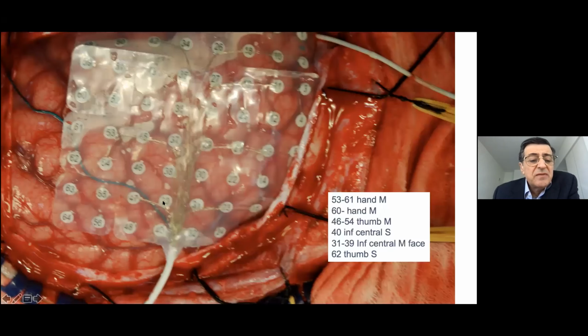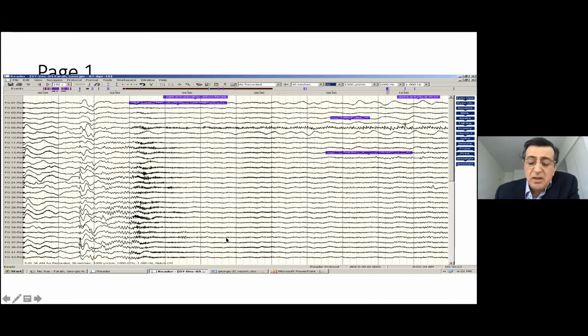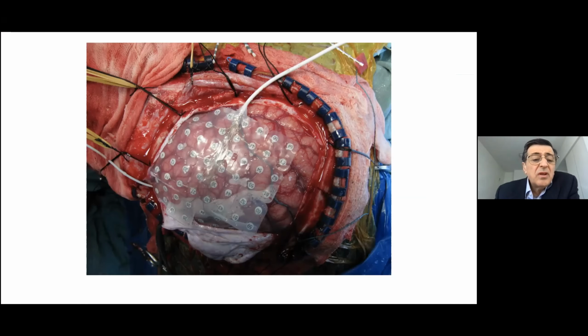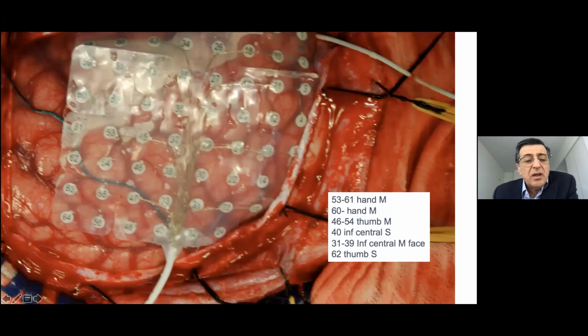This is the interhemispheric electrode. And electrodes in Lebanon are very expensive, so I try to use a limited number of them, and that's why here in this particular case I use only one interhemispheric electrode.